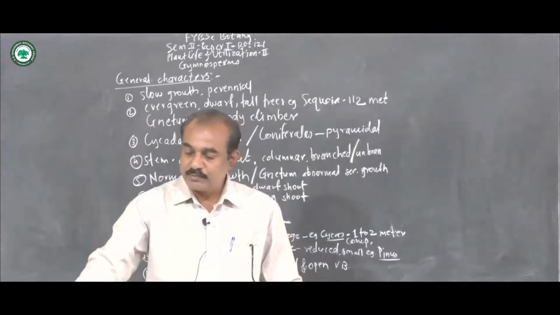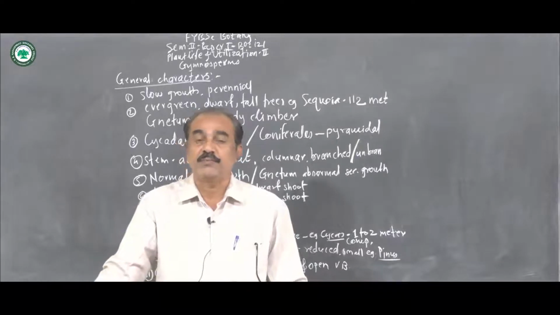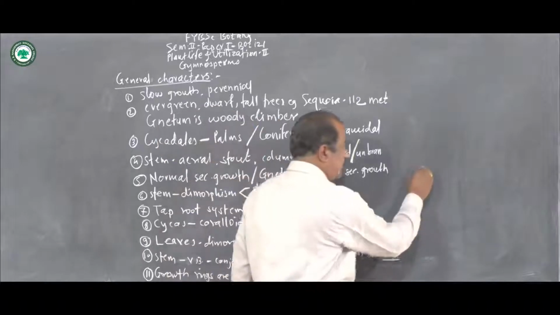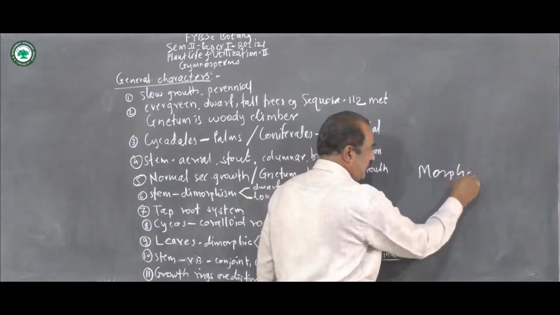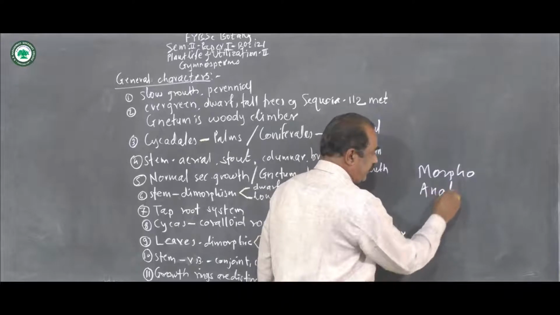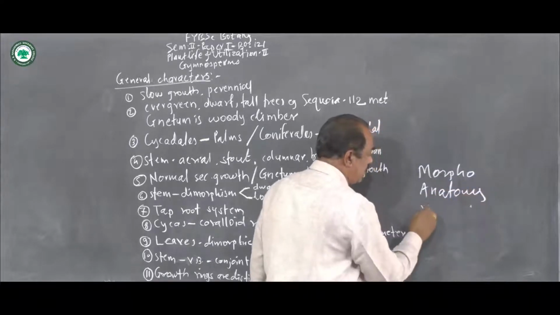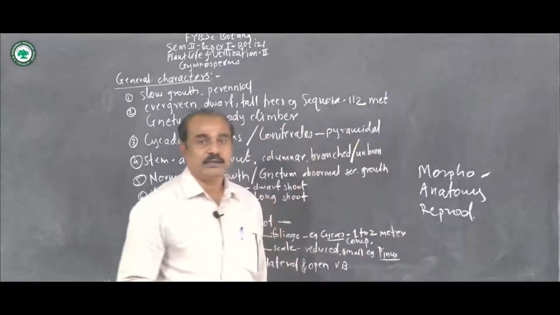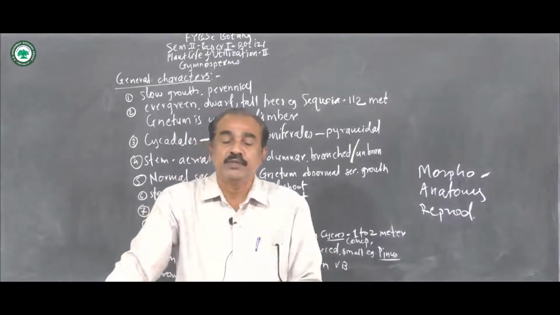Now Gymnosperms show different types of characters. They come under the phanerogams. So they show different characters in their morphology, their anatomy, and in reproduction. In morphology, there are different types of gymnosperms. They show different characters.